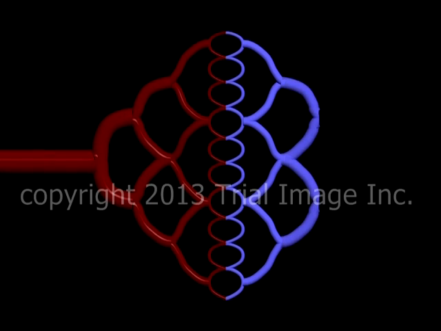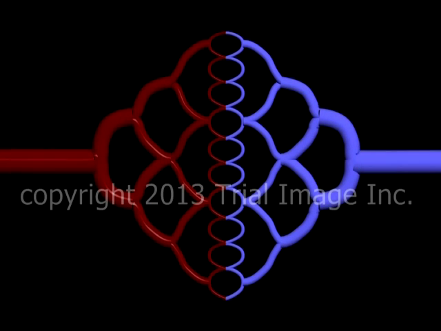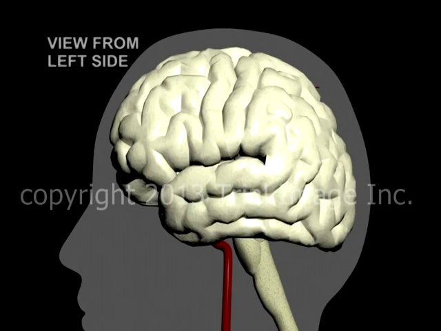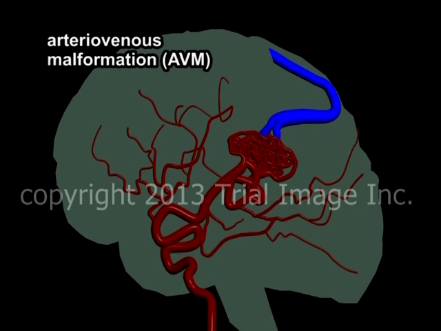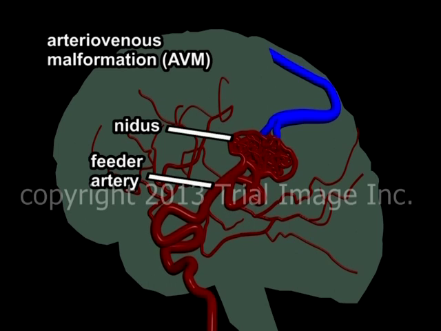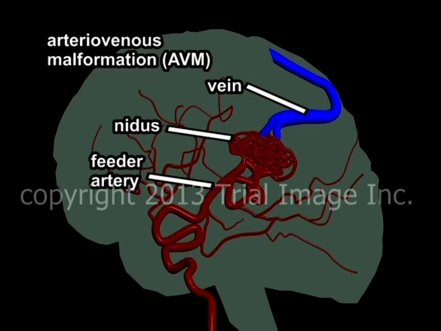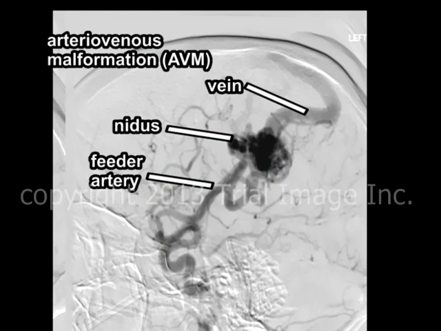On the venous side of the system, capillaries interface with tiny venules, which join together to form larger and larger veins. In an arteriovenous malformation, this normal branching structure is absent. Instead, we see a large feeder artery entering a nest, or nidus, of small abnormal arterioles. On the venous side, the normal branching structure is also absent, with one large vein draining the nidus. Here is a view of the AVM as seen on angiogram.